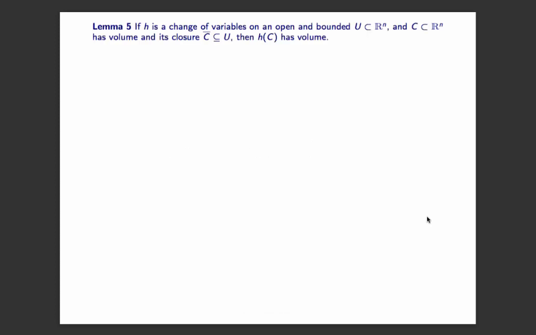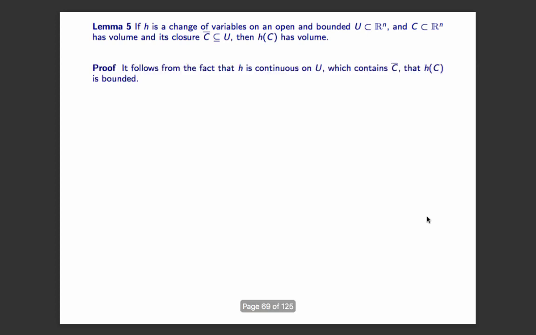So now let's take a look at Lemma 5. If h is a change of variables on an open and bounded subset of Rn, U, and C is a subset of Rn that has volume, and its closure is contained in U, then h of C has volume. Now, it follows from the fact that h is continuous on U, which contains the closure of C, that h of C is bounded. Thus, it only remains to show that the boundary of h of C has Lebesgue measure 0. If that's true, then h of C has volume.